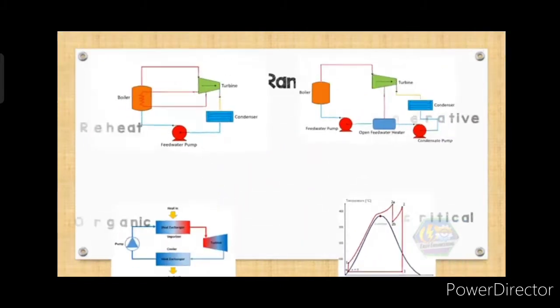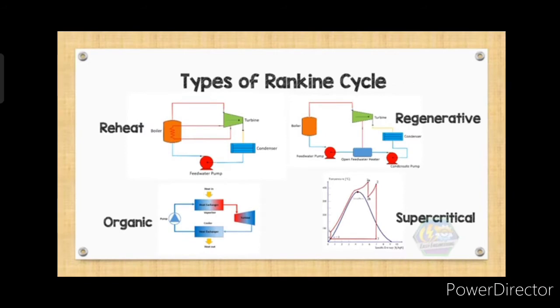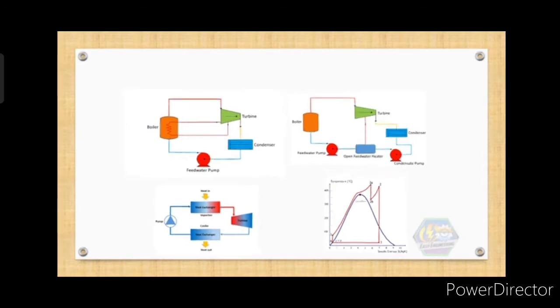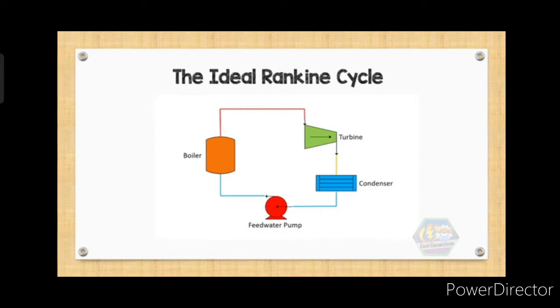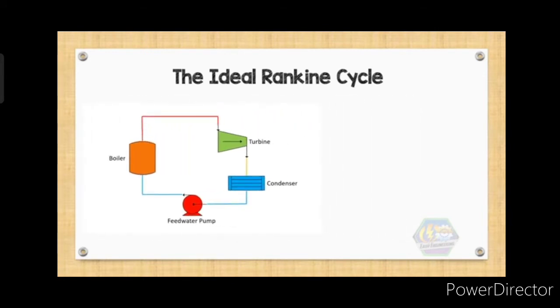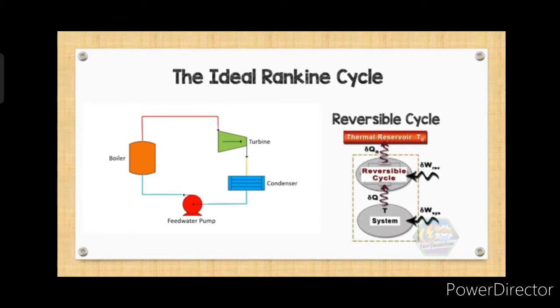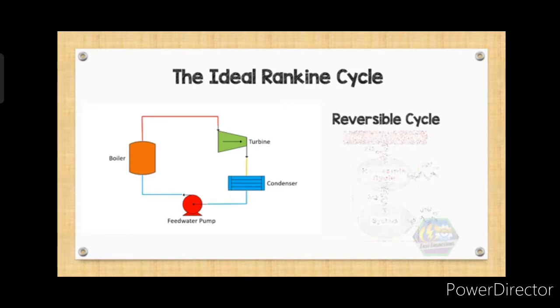So, those are the types of Rankine cycle, but in this video, we will only discuss the most basic and fundamental of the cycle, the ideal Rankine cycle. We must be aware first that this operates slightly differently than the real Rankine cycle. This is a reversible cycle. Common sources of irreversibilities are neglected, such as frictional pressure drops and undesired heat transfer with the surroundings.